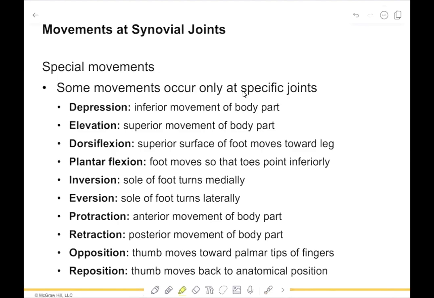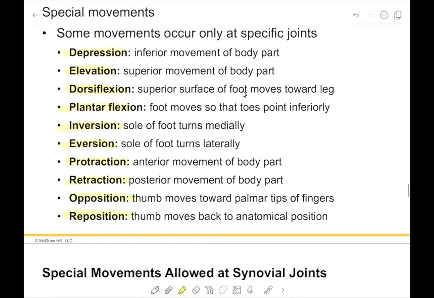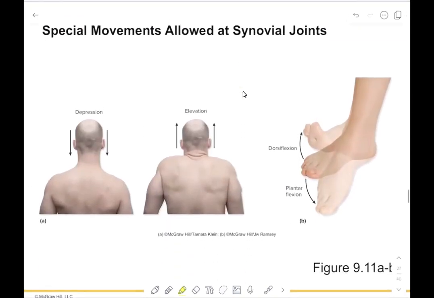Finally, there are examples of special movements. Some of these involve depression and elevation, and they're always in pairs, which makes it a little easier to learn. Then there's dorsiflexion and plantar flexion. These involve the foot. Inversion, eversion, protraction, retraction, and opposition and reposition. So we can see those shown on this slide.